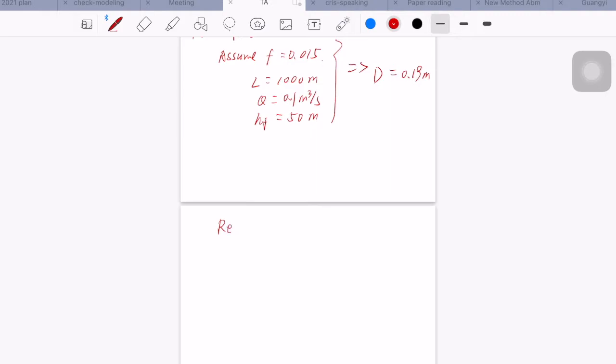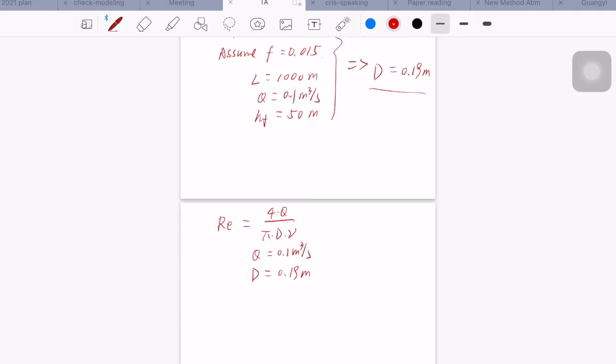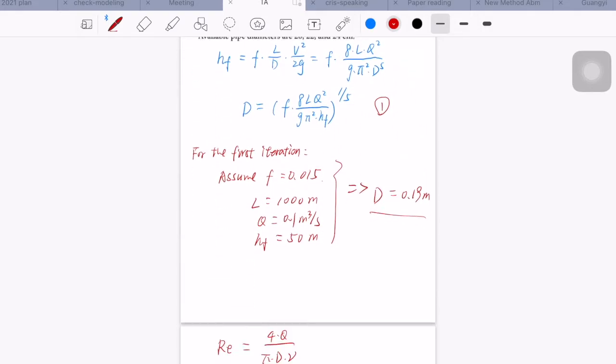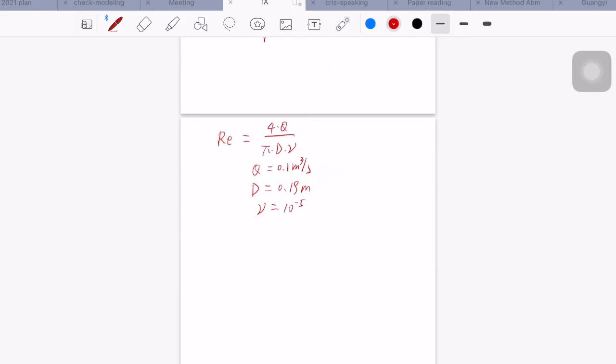We know Re is equal to 4 times Q divided by pi times D times nu, when Q is 0.1 cubic meters per second, D is 0.19 meters, and nu is 10 to the power of -5 square meters per second. So we can determine the Reynolds number is 6.7 times 10 to the power of 4.